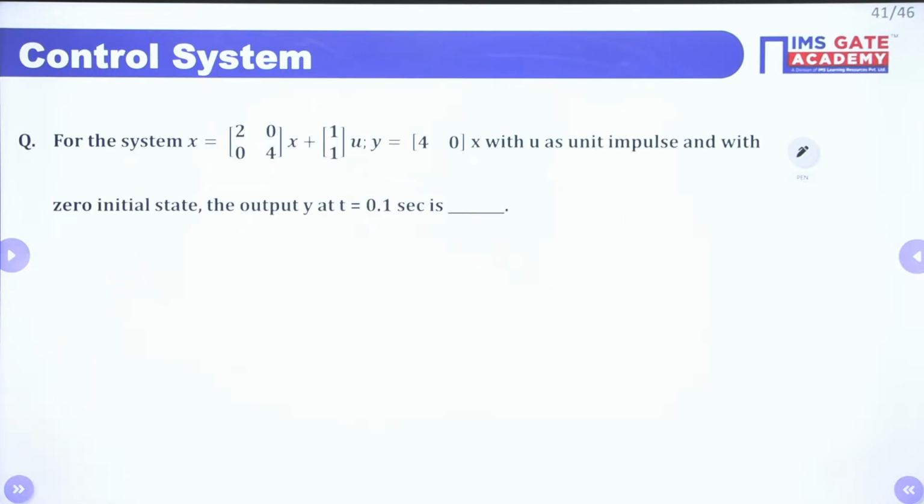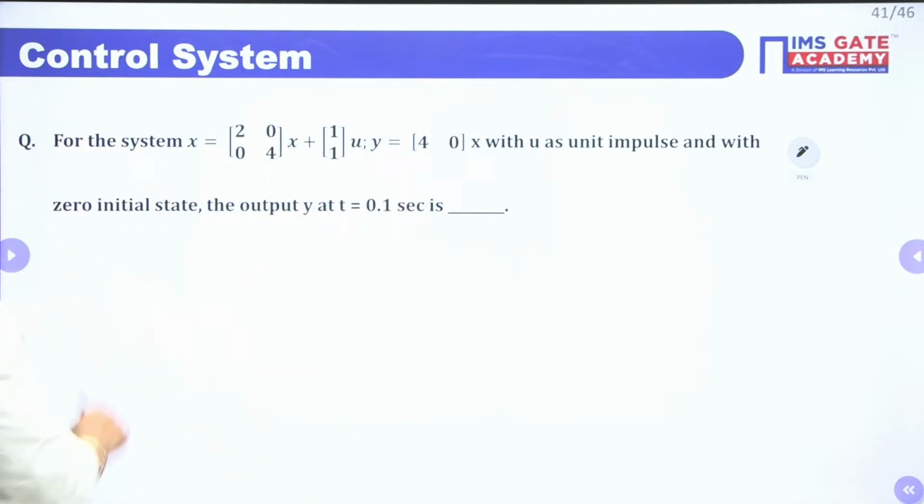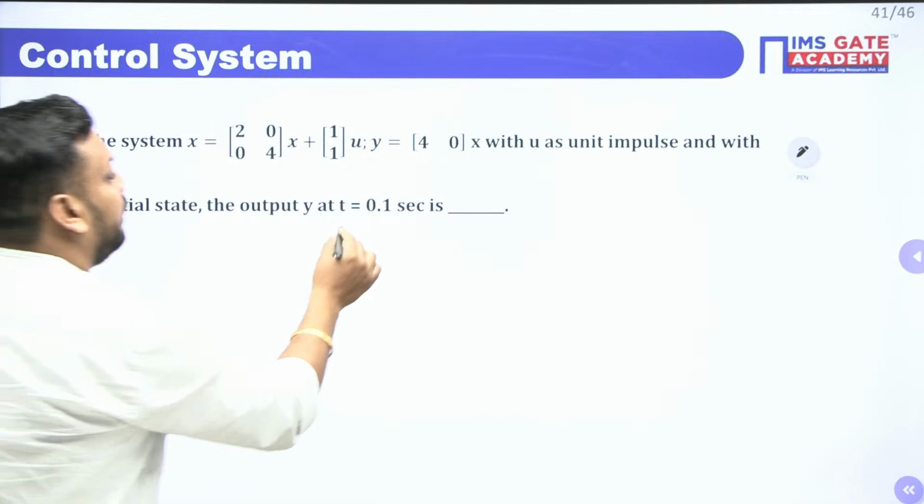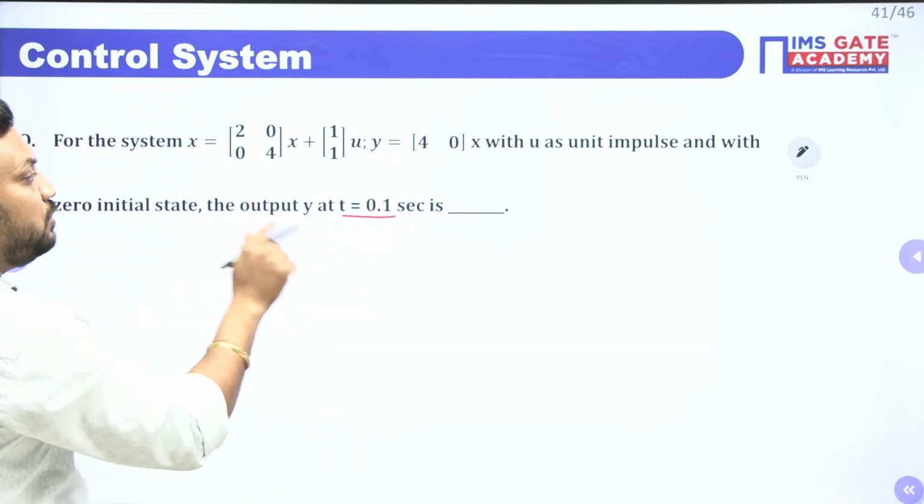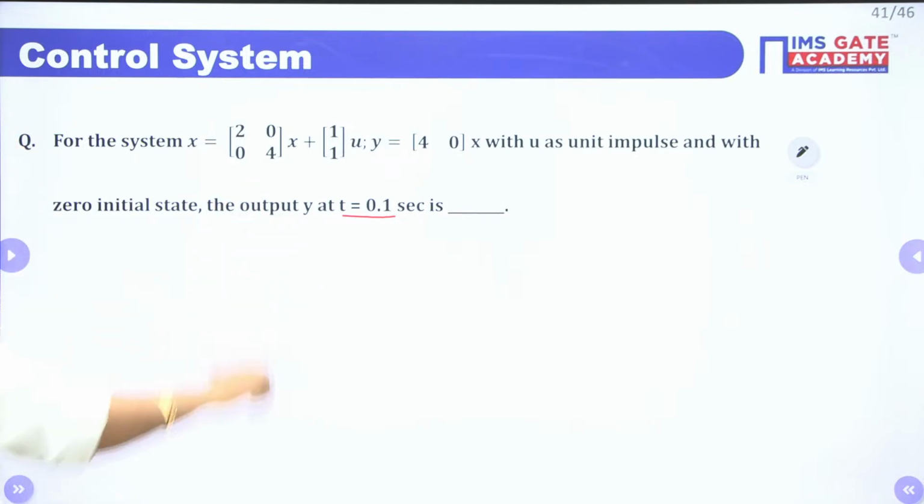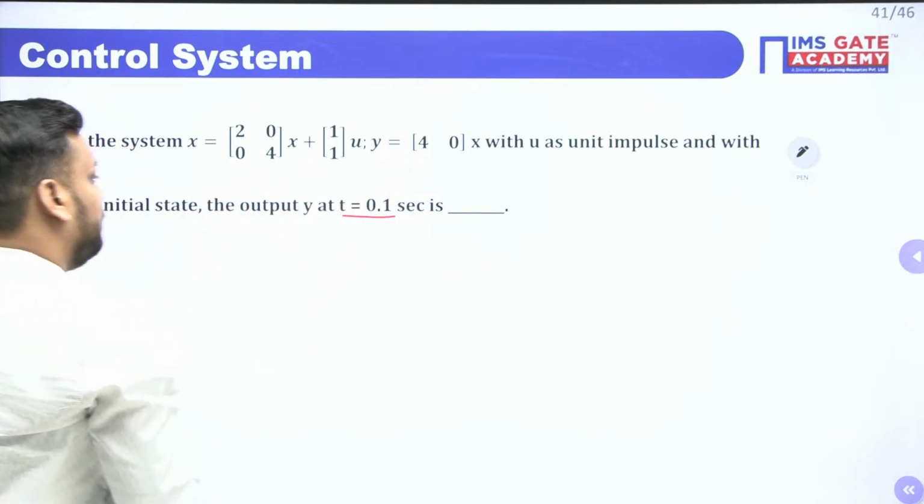Now tell me, guys, in this question this is the A matrix, this is the B matrix, this is the C matrix. With zero initial state, the output y at t equal to 0.1 second is asked. So first of all, you need to find sI minus A, because the A matrix, B matrix and C matrix are all given.